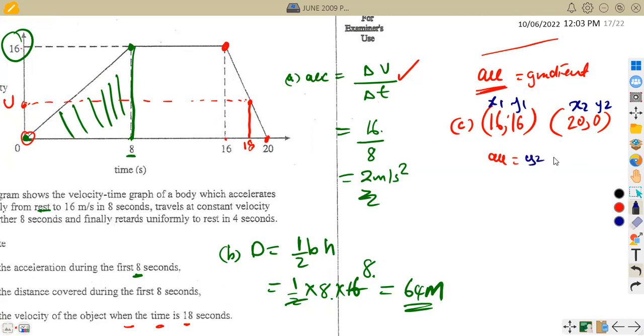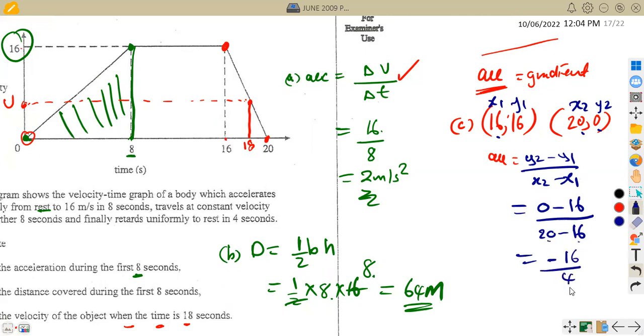Okay, so that's y2 minus y1 over x2 minus x1. So that is 0 minus 16 over 20 minus 16 also. All right, so 0 minus 16, that's minus 16 over 20 minus 16, which is 4. 4 into negative 16, that's negative 4 meters per square second. Why am I calculating acceleration? Because we said acceleration is the same. So we have acceleration of minus 4 meters per square second.